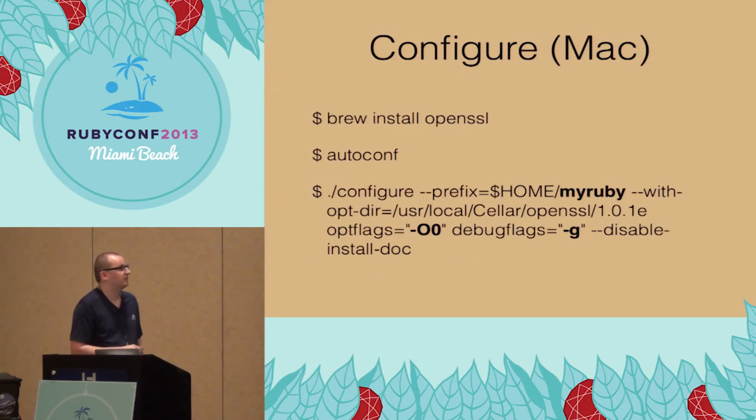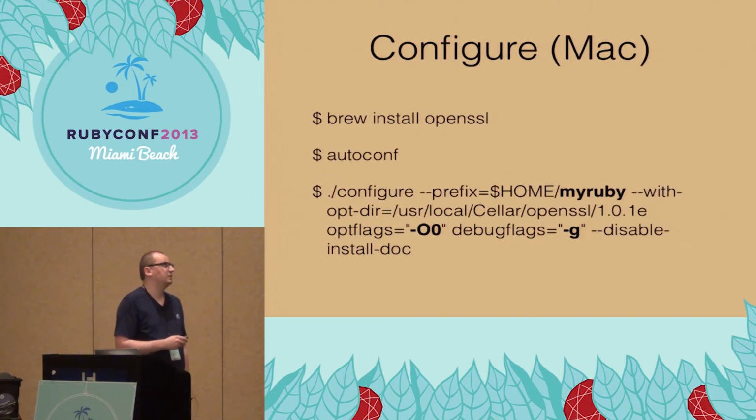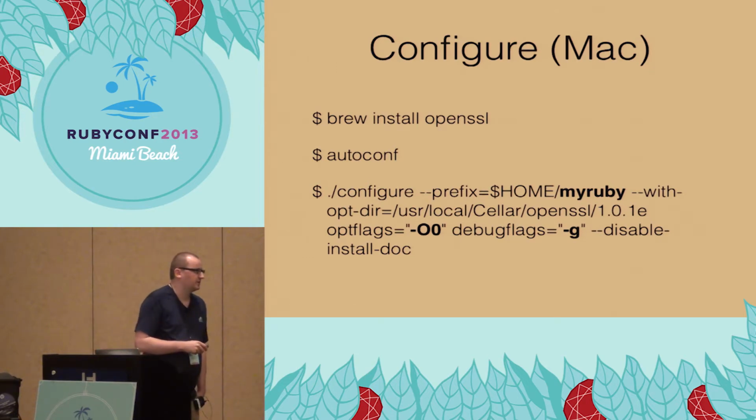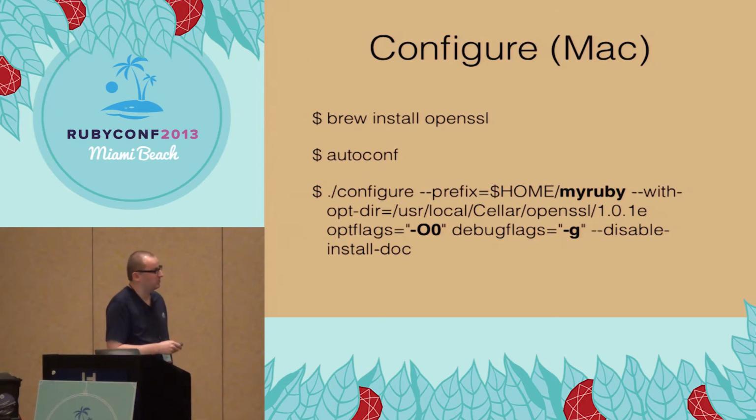And then you have to configure it. If you are running on a Mac, you probably want to install OpenSSL because you will need it for Ruby gems. Then you run the autoconf tool. And then you have to configure your Ruby source code. You can just copy and paste this into the terminal. I'll explain what each element does.